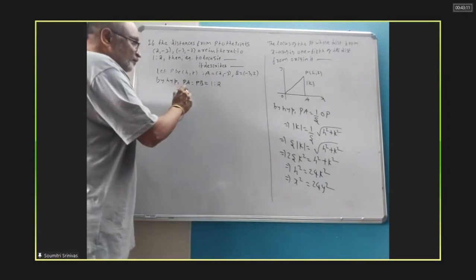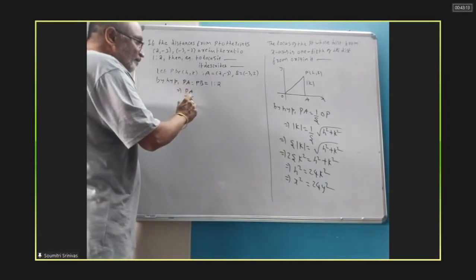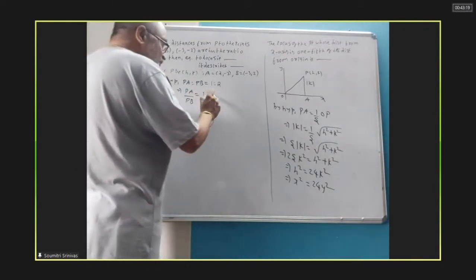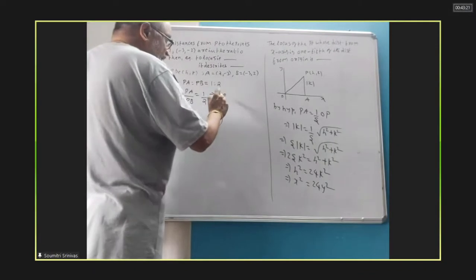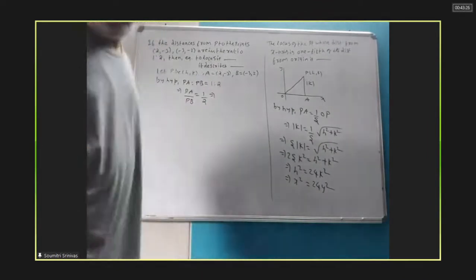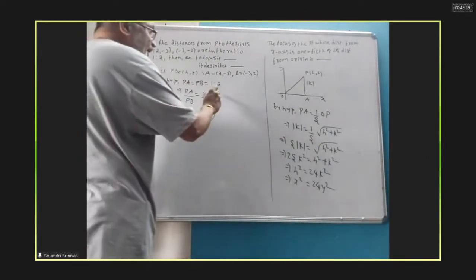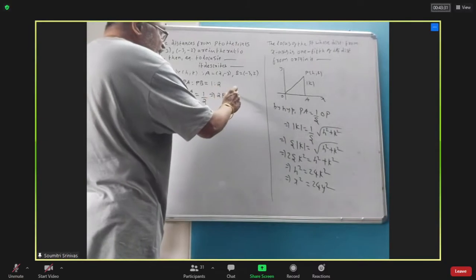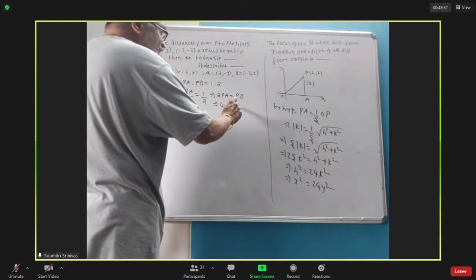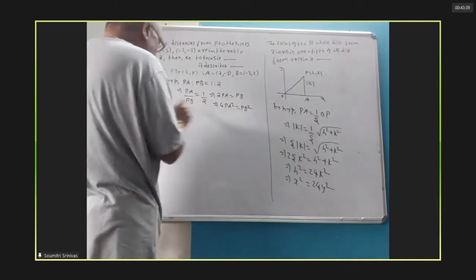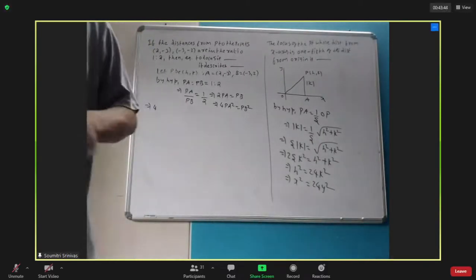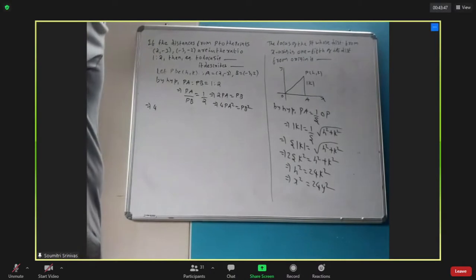What does it give you? PA. Am I correct? What will you get? 2PA, sorry. Cross multiply. What will come? 2PA is equal to PB. Square: 4PA square equals PB square. Come on, complete the problem now. Complete the formalities. Give me the answer first.